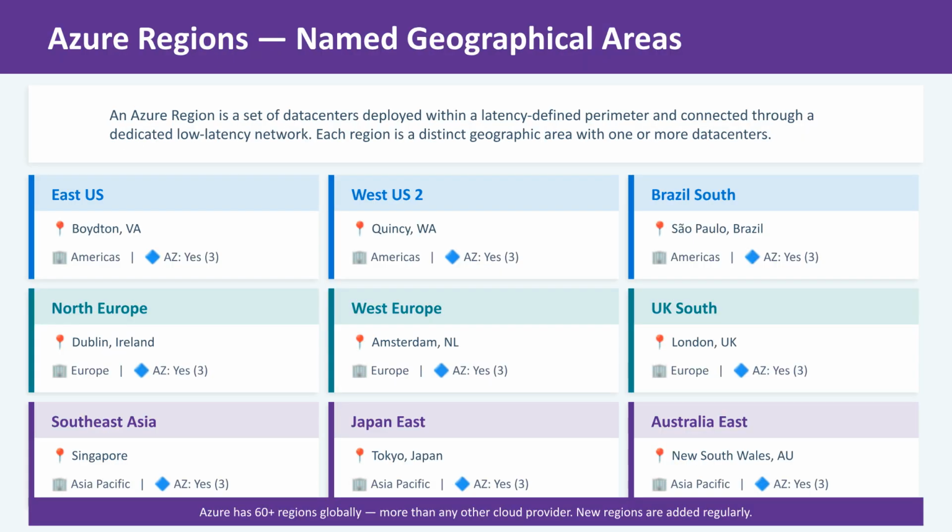Azure regions are distinct geographic areas, each containing one or more data centers. They ensure latency-defined perimeters and are connected via a low-latency network. Azure has over 60 regions globally, with many supporting availability zones.